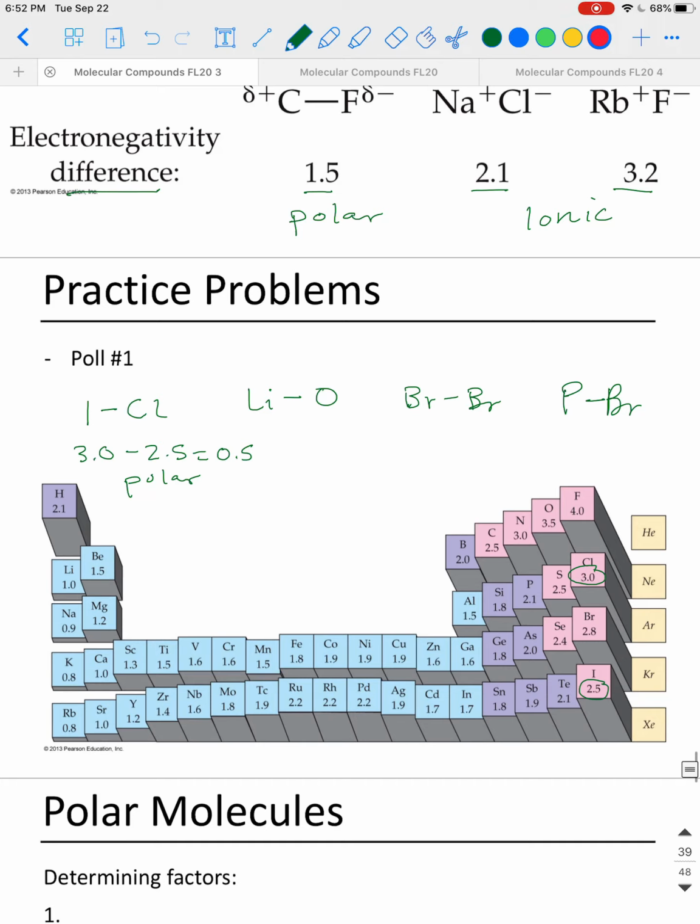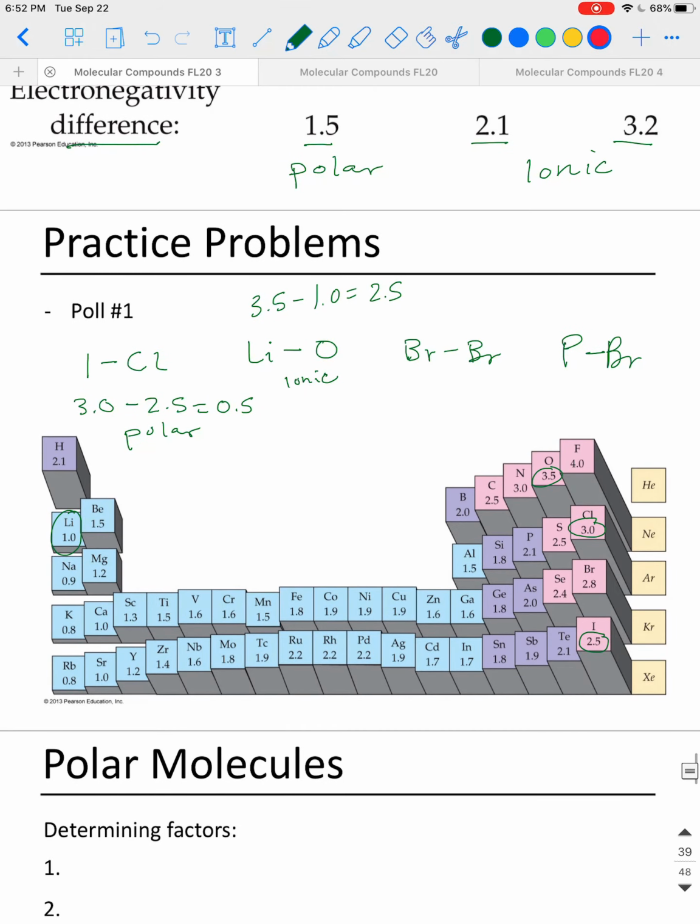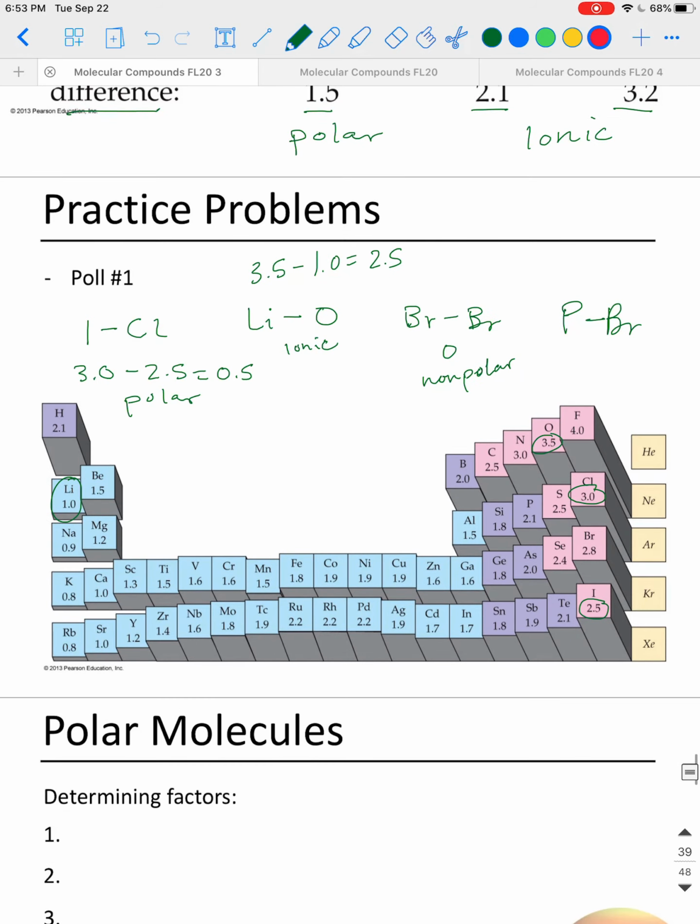All right, lithium and oxygen. Lithium is group 1. It has a value of 1. Oxygen is 3.5. So if we do 3.5 minus 1.0, that is a difference of 2.5. So this is ionic. Okay, bromine and bromine. You shouldn't even have to do the math here. If you have two identical atoms, the difference is going to be 0. So this is nonpolar. All day long. Those electrons are shared perfectly even between those two bromine atoms because the nuclei are identical.